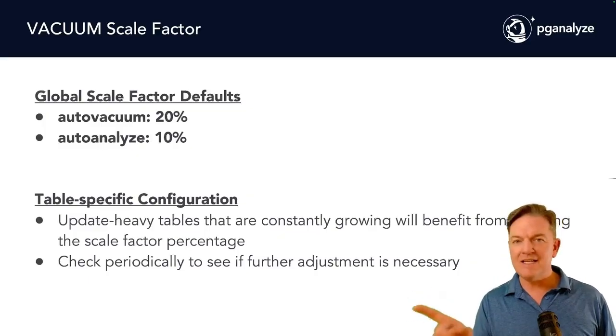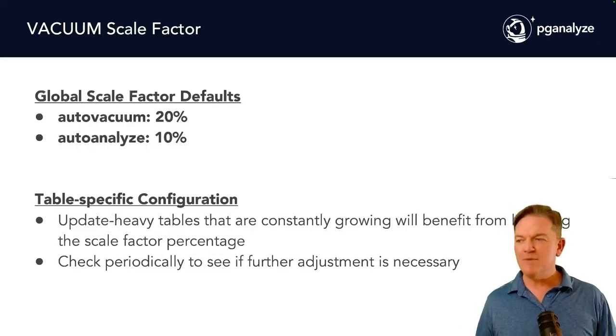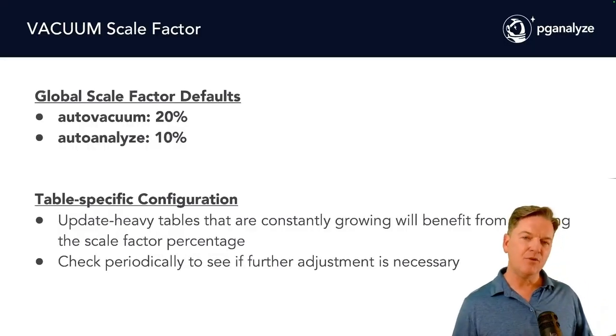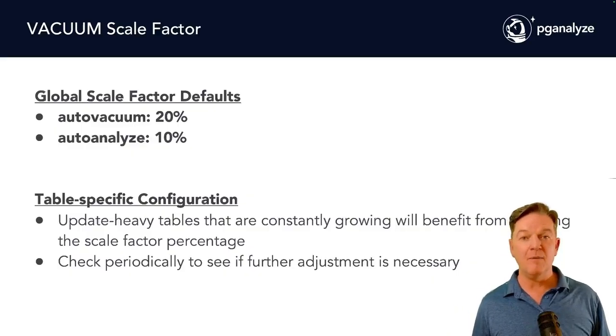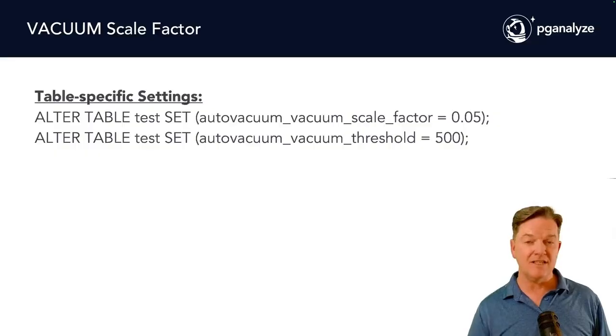Now, this is not a set it and forget it, but it is something that you can do. And once we see how to find tables that are bloating, you can start to look at what these settings are and configure them for your database. It is something you need to check periodically because as your table grows, that might need to be modified, at least in Postgres 18 and below, 17 and below.